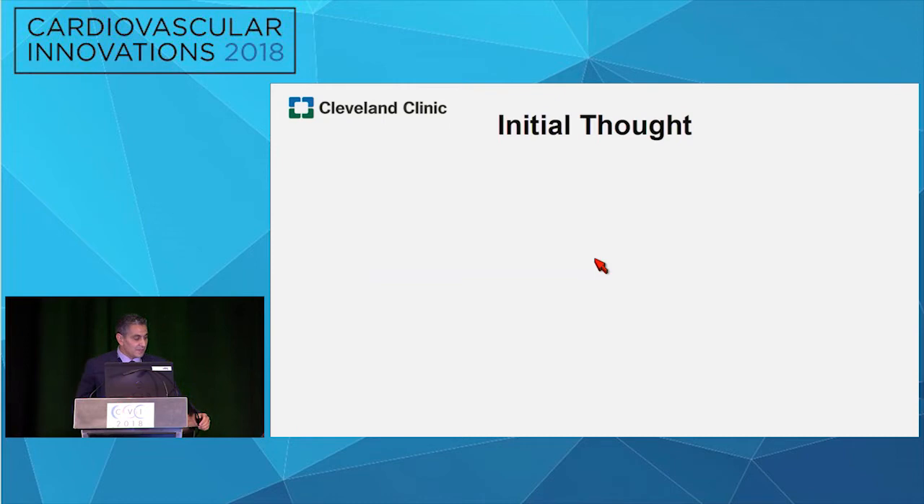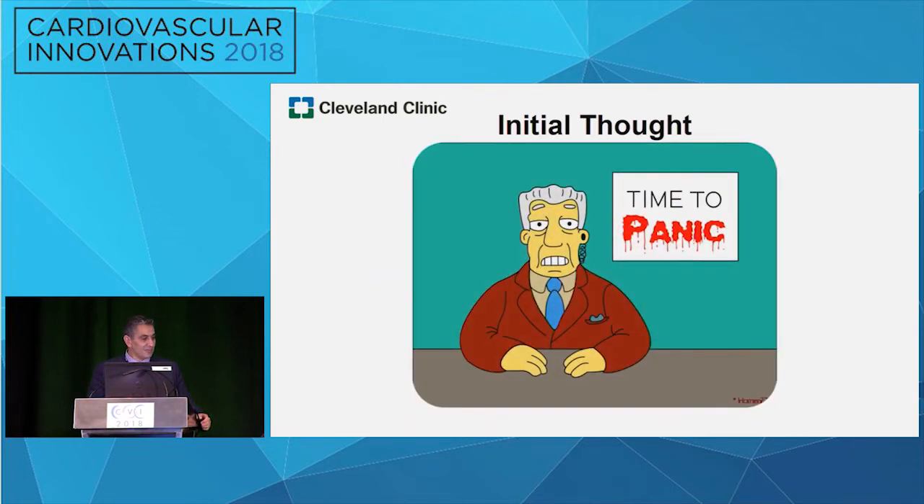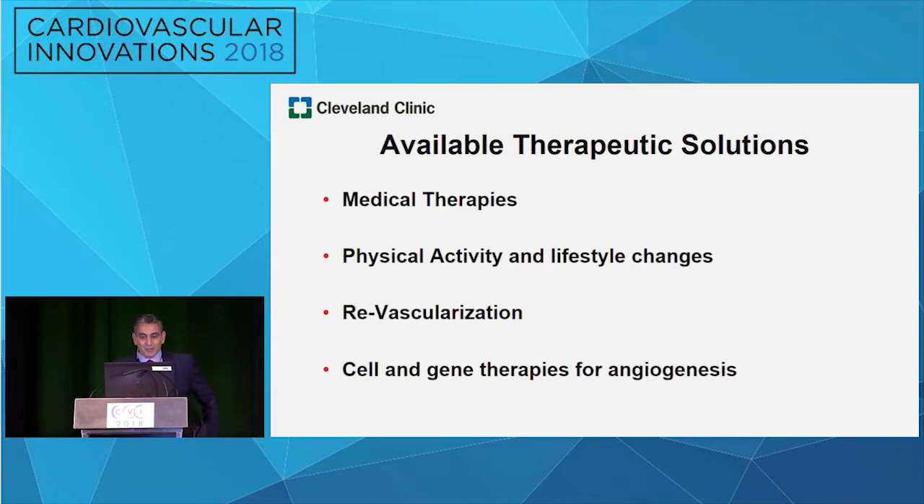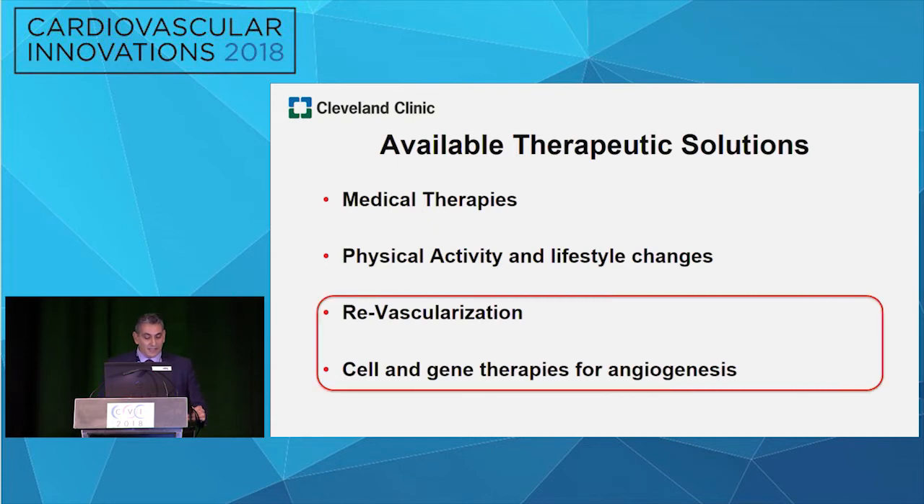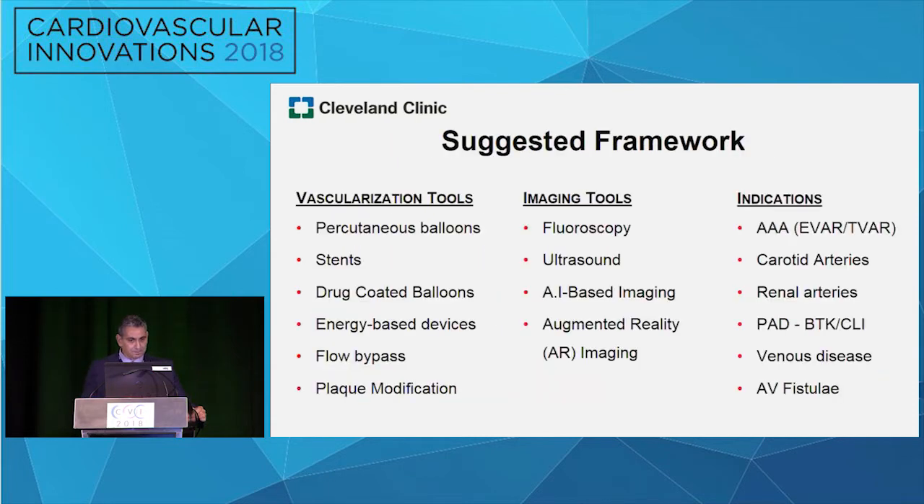When I was first given this talk and 8 minutes to do it, my thought was total panic. How can I summarize so much out there in 8 minutes? I thought of it as maybe my job security: I'll start this year and continue next year. Available therapy solutions are medical therapy, physical activities, lifestyle changes, revascularization, and cell and gene therapy. My focus today will be more on revasc and cell and gene therapy.